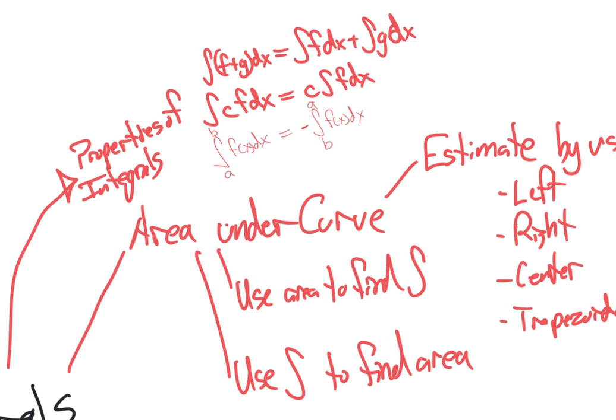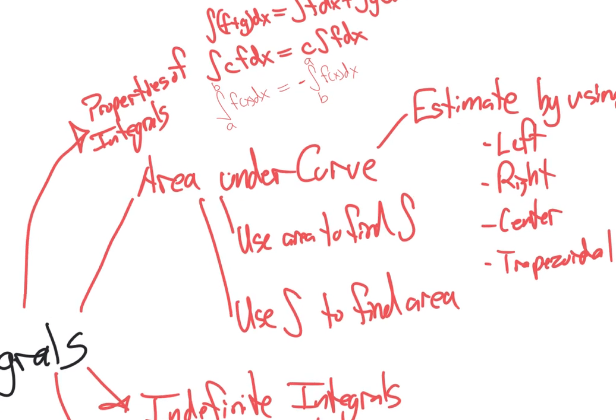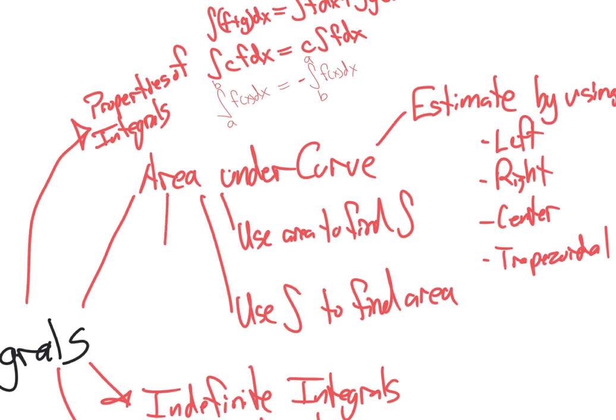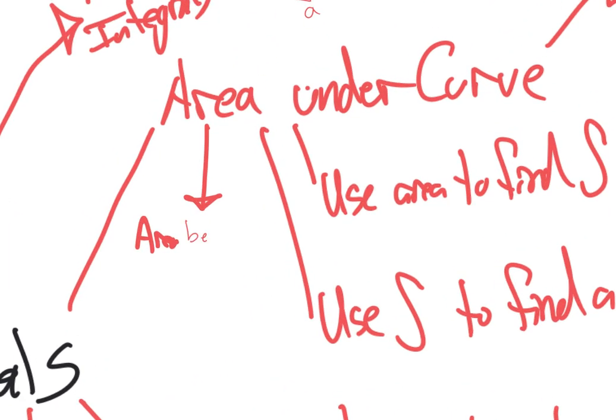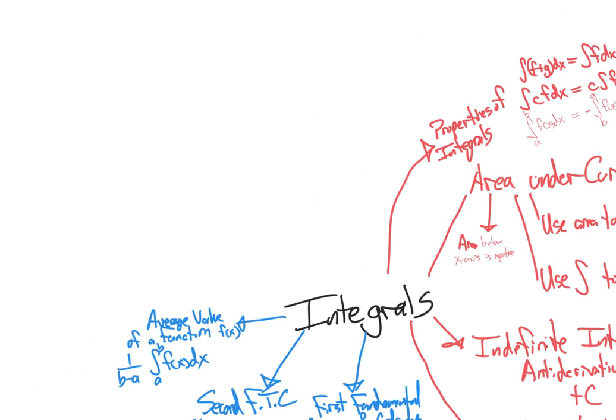Which makes me remember here, area under the curve. Let's add one more piece here that says area below x-axis is negative, and area above is positive. So now let's go to different applications.